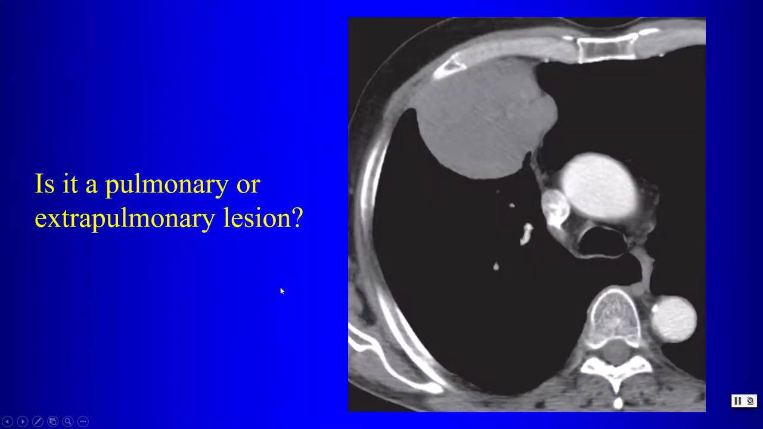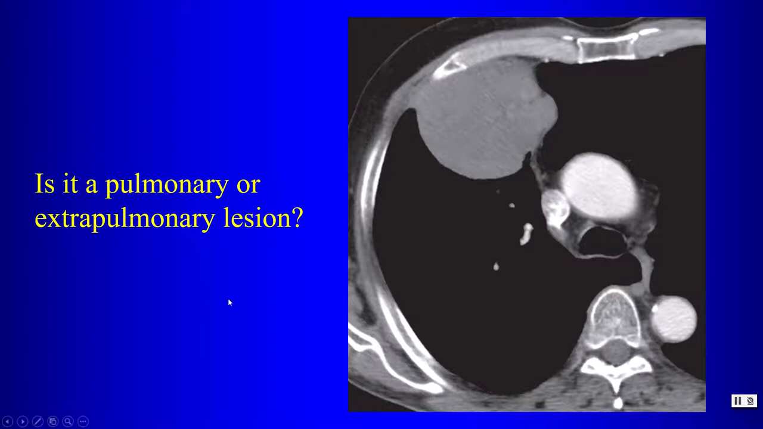Now, if I ask the question, is this a pulmonary or extrapulmonary lesion? How can we decide? The first thing is we decide what is the center of the mass. If we put the center of the mass right here, then we notice that this is indeed located within the lung parenchyma as opposed to the pleura. Then we look at the angles. This seems to have an acute angle here.